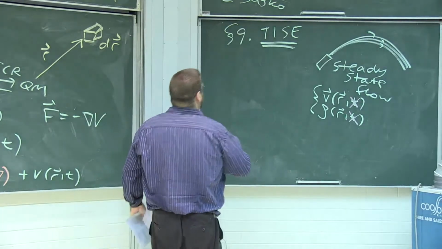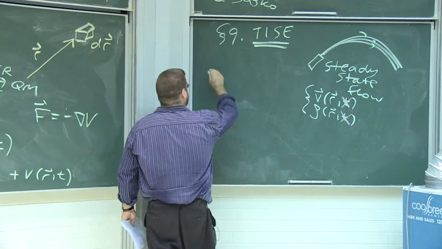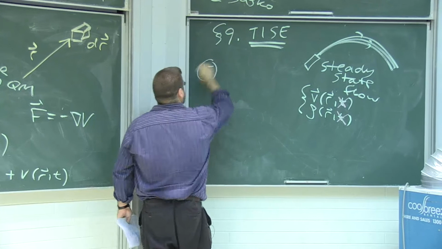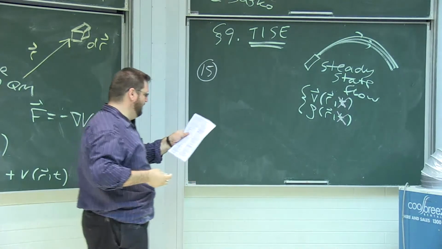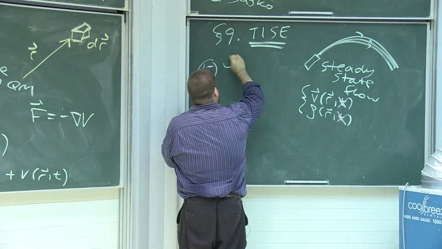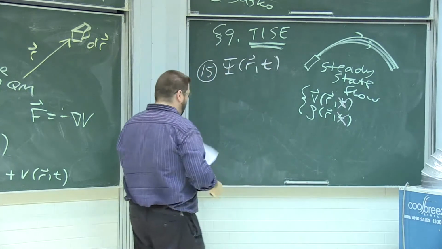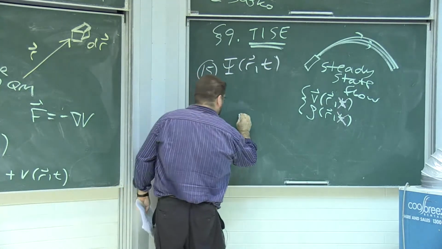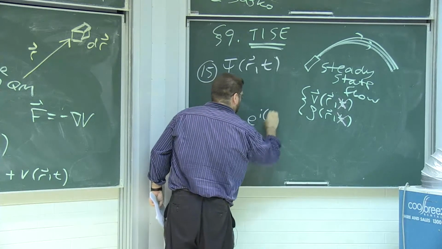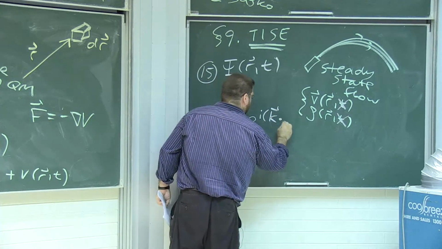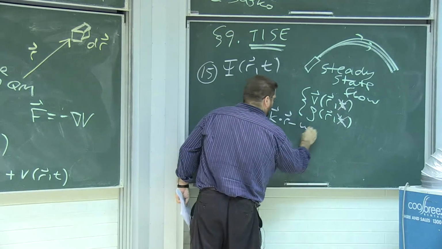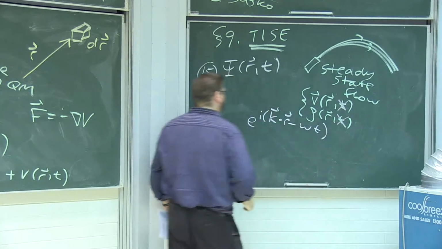So I want to return to our friend, equation 15. And this was our superposition of plane waves. We want to make up an arbitrary wave function psi. How do we do it? We take our friend, the plane wave, with wave vector k, position r, angular frequency omega.